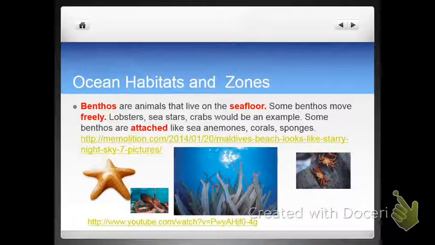And then you have some that live out in the neritic zone, like your lobsters and your sea stars and your crabs, and your corals and your sea anemones and your sea urchins and your sponges, and then you have some species of these same organisms that live in deeper water, like your giant tube worms that live on the deep ocean floor. So they are going to stay on the bottom, and some are attached permanently, like your corals and your sea anemones and your sponges, and some scurry around on the seafloor like your lobsters, your sea stars, and your crabs.